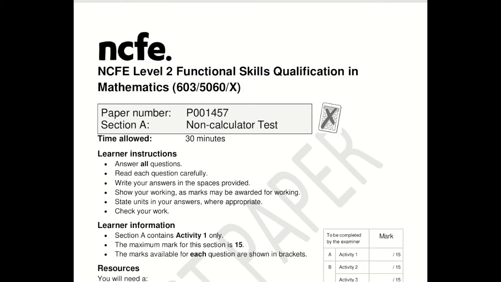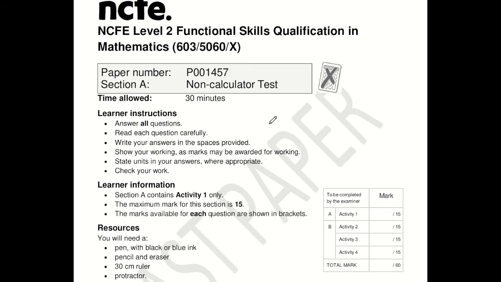Here are the video solutions for NCFE Functional Skills Maths Level 2. This is Section A, which is the non-calculator section from 2023.